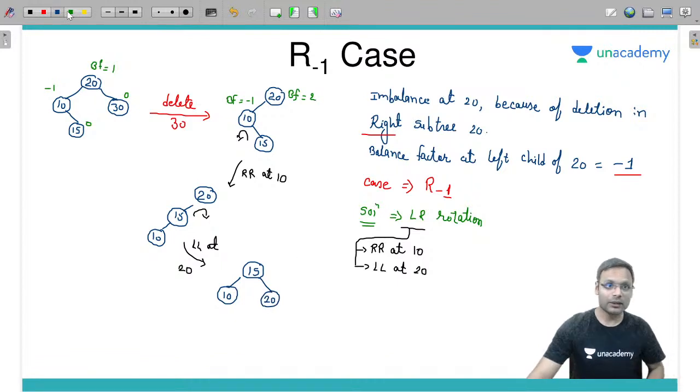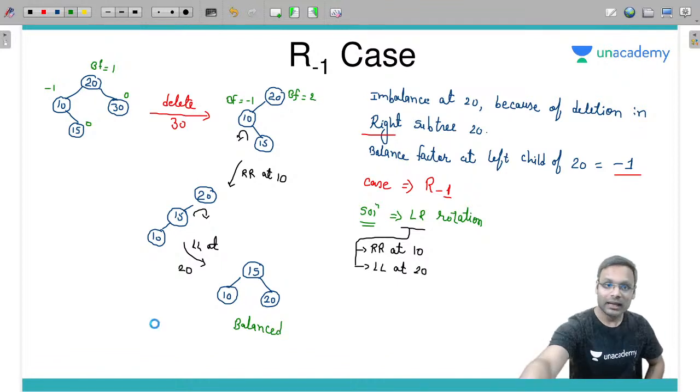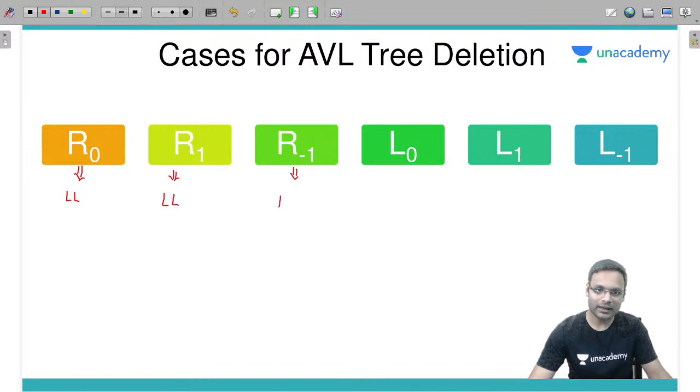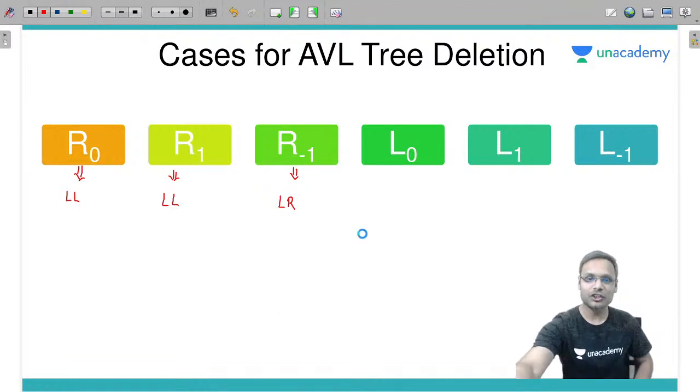Got it? And this particular tree is now balanced. Right? Okay, so I'm going back, and here I am writing the cases. For R0, which rotation have you applied? LL. For R1, which rotation have you applied? Again LL. For R minus 1, which rotation have you applied? LR. Now I am going forward, and we will explore left side deletion also.